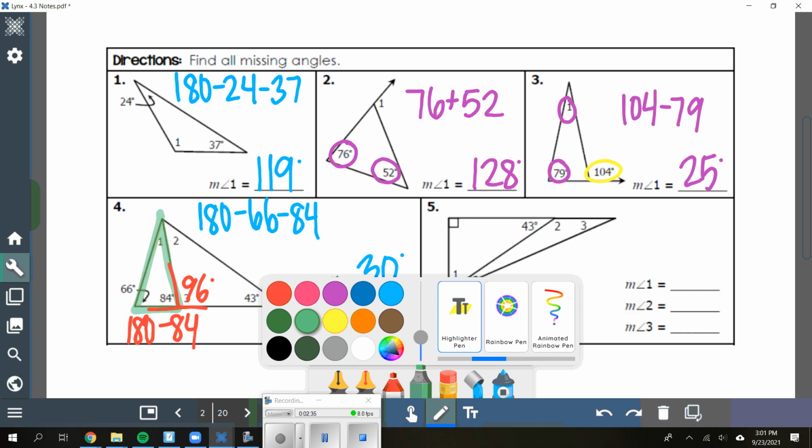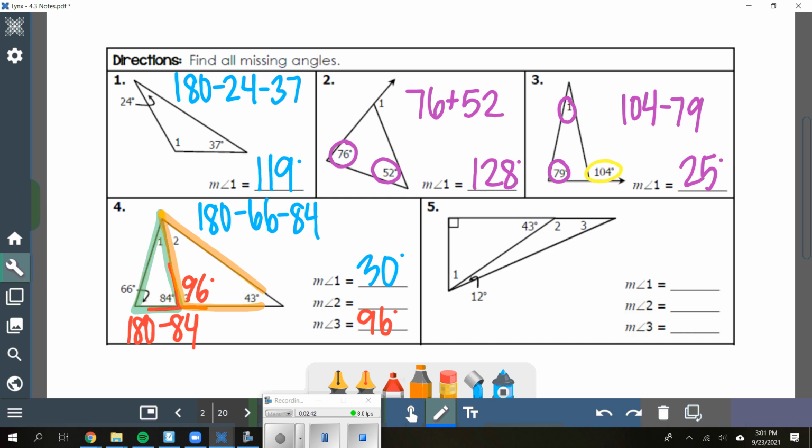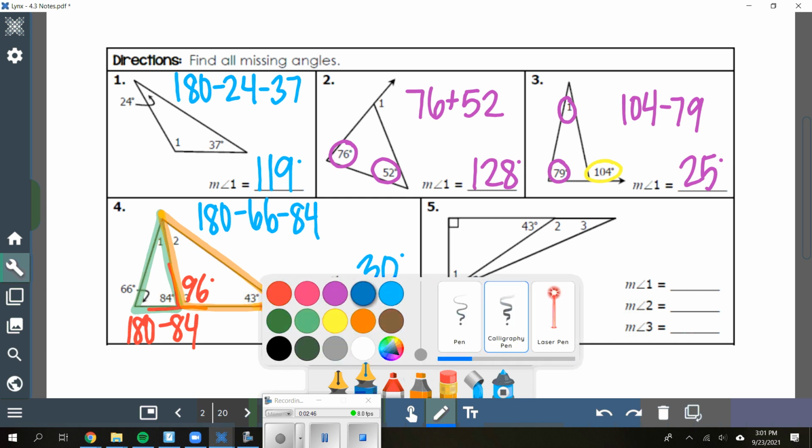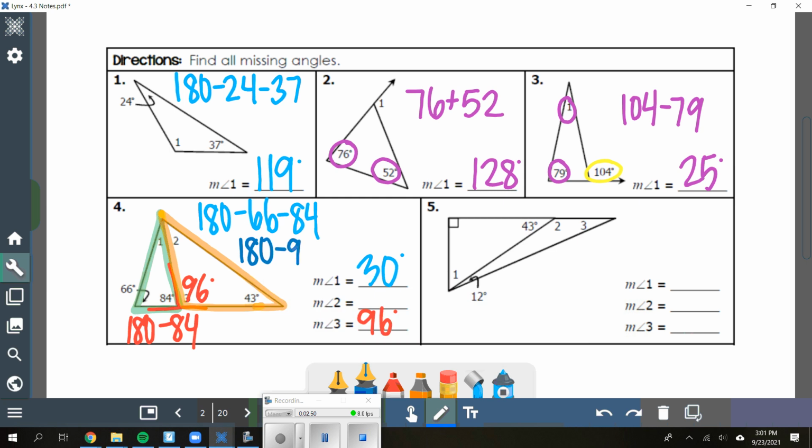And then in our second triangle that they give us, I have all but one set of my angles there. So 180 minus 96 minus 43 to get 41 degrees. So you go ahead and pause the video and try number 5 on your own. And once you're done, start the video back up to check your answers.